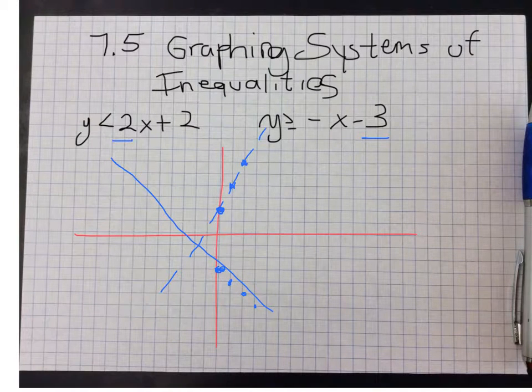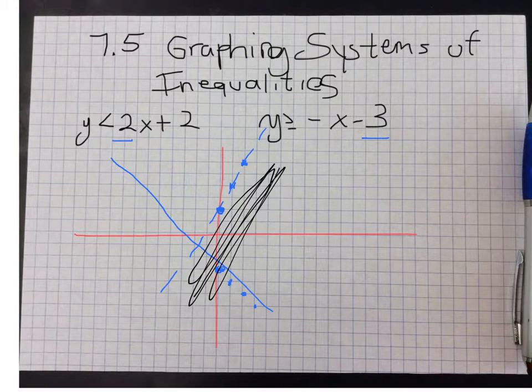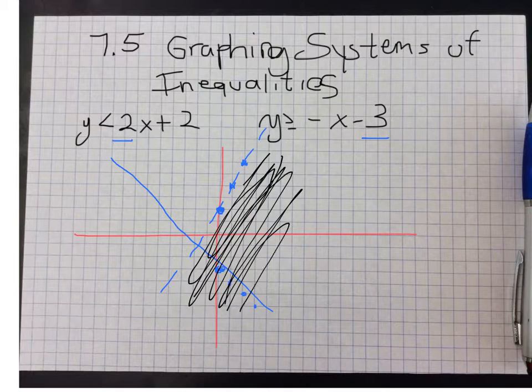Okay, so I'm not done, because we know with inequalities that we have to do shading. I'm going to shade the area that is a solution to both of these. For instance, y is less than 2x plus 2 would be everything on this side of the line. The shading would be over here.